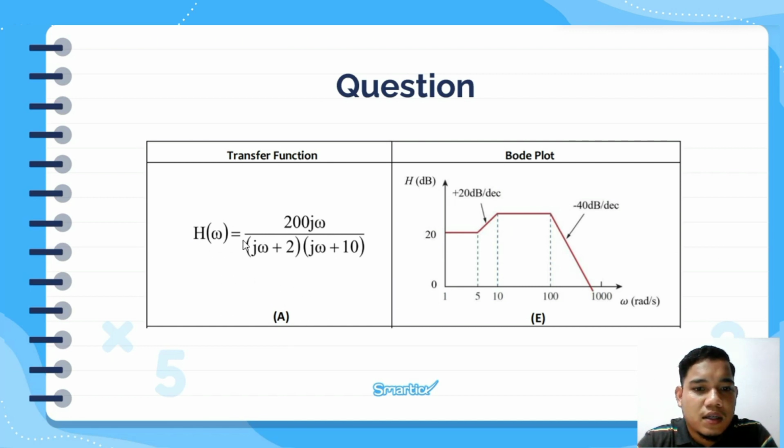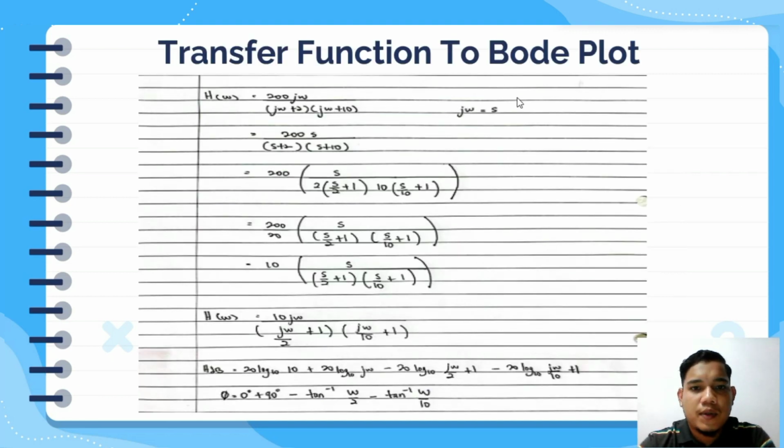Today I want to present about the question, transfer function A. The question is H(ω) equals 100jω divided by (jω + 2)(jω + 10). Let's go through how to get the answer. What we do firstly is convert the transfer function to a Bode plot.